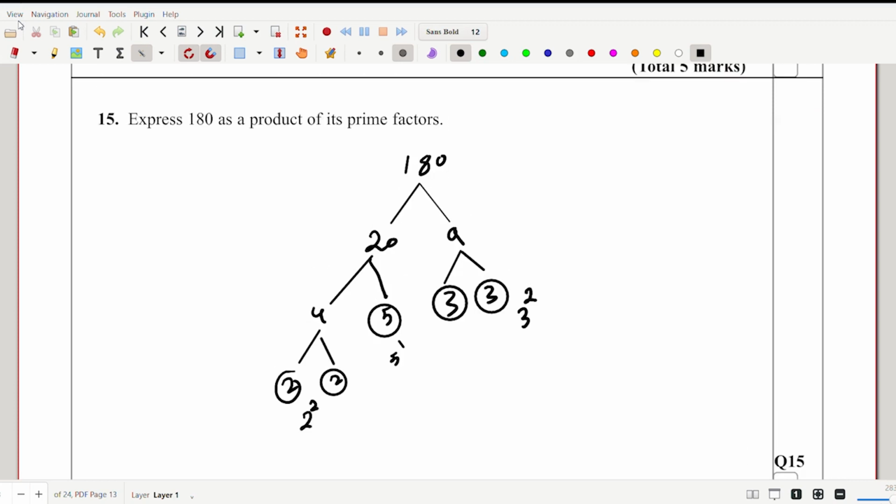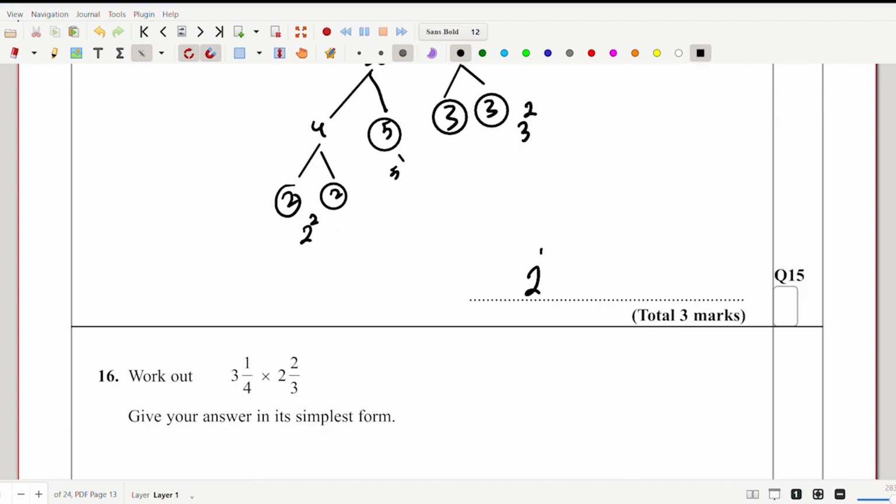So as a product of its prime factors, it will be 2 to the power of 2 times 3 to the power of 2 times 5.